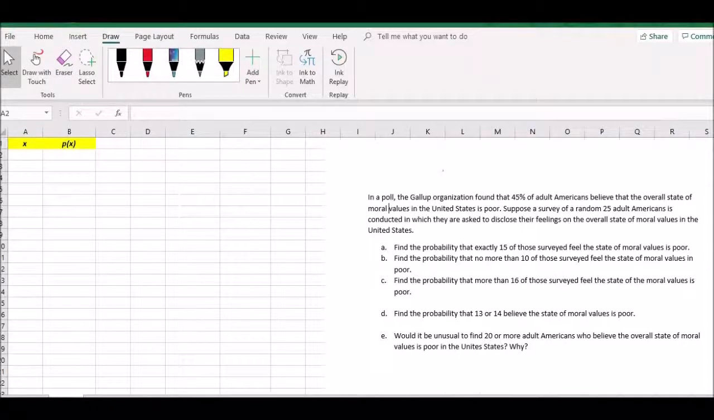Hello students. In this video, I will show you how to compute probabilities of binomial experiments. I have a question here.